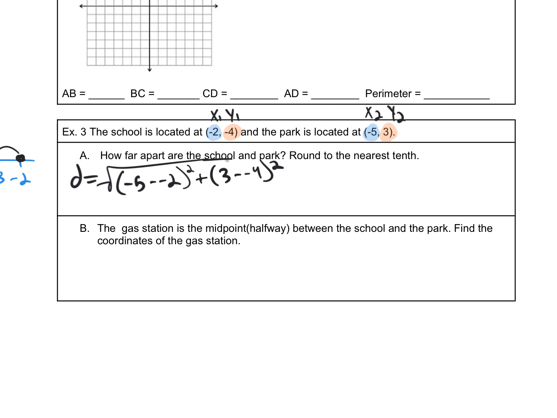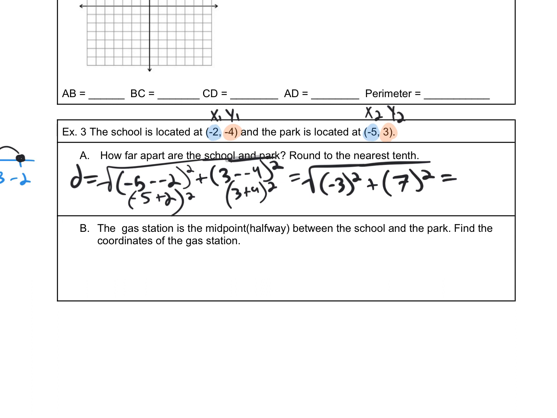You can do it either of those two ways, but now we can start to simplify this down. Taking a -5 and subtracting a -2 is the same thing as -5 plus 2, which in this case would get us a -3. Remember, we're squaring these things, so 3 would work just like -3 worked. Looking at the second set of parentheses, taking 3 minus -4 is the same thing as 3 plus 4, which gets us 7. Next we want to square those numbers. -3 times -3 gets me 9. 7 times 7 is 49. Adding those together, we get the square root of 58.